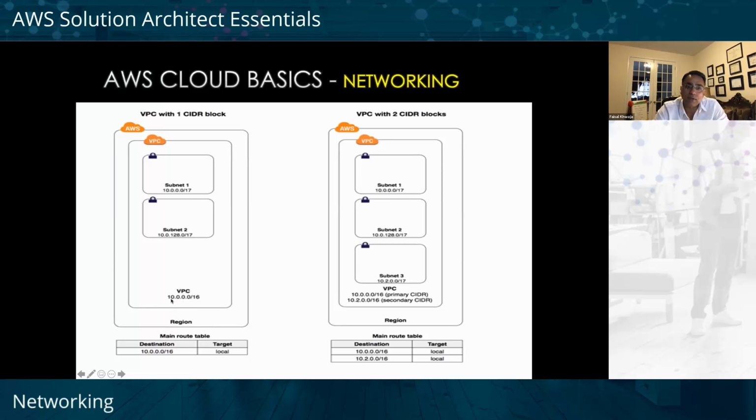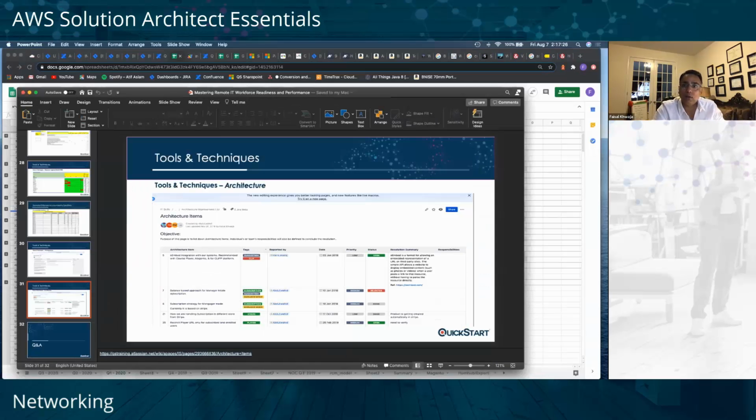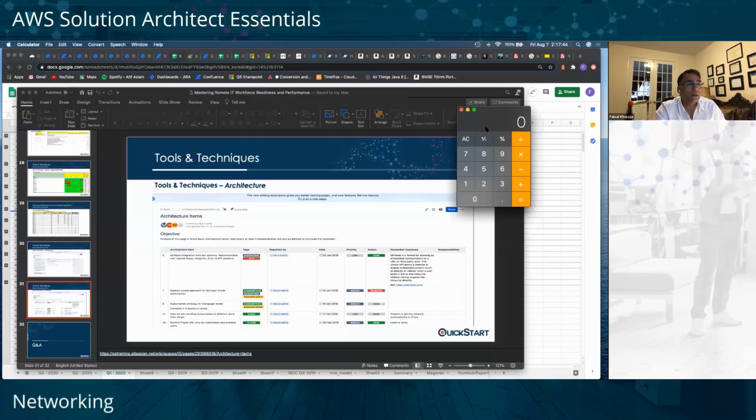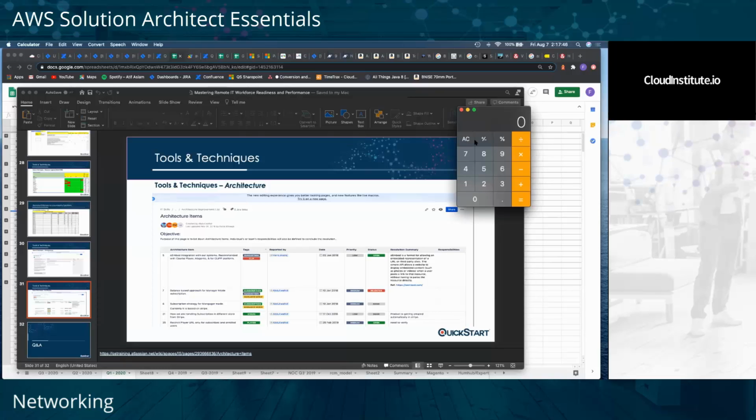So a VPC is defined as 10.0.0.0/16, right? So what does that mean? Let me just jump over to the calculator real quick so that I can show you that. Can you see the calculator, Shane? Can you confirm? Yes. Okay.